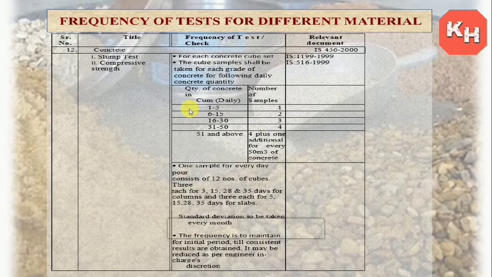For example, for quantity 1 to 5 cubic meter, one sample is taken. For 6 to 15, two samples are taken. For 16 to 30 cubic meter, three samples are taken. For 31 to 50, four samples are taken. For 51 and above, 4 plus additional one sample for every 50 cubic meter. One sample here is 6 number of cubes. Please remember that for one sample, 6 number of cubes are considered. For one set, there are 12 number of cubes: 3 each of 3, 7, 28, 35 days for columns and 3 each of 3, 7, 28, 35 days for slabs.